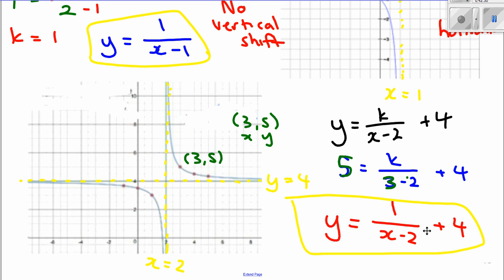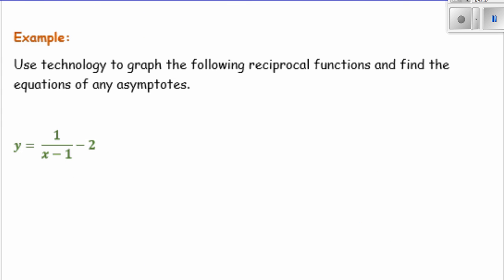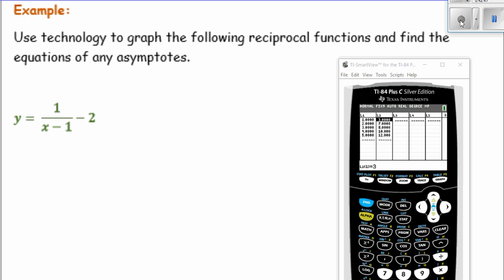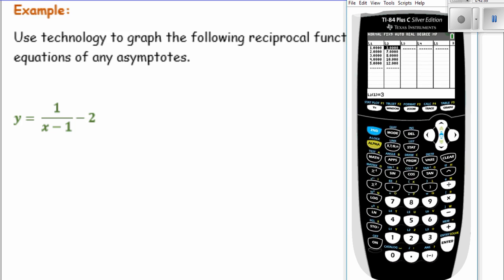Okay, now we're going to start to draw some graphs on the next page. Oh, use technology. Great. Get your little graphs out. That's the good thing when you see use technology, it makes life so much easier. I'll just pause and open up mine. Now use technology to graph the following reciprocal functions and find the equations of any asymptotes. So get out your little calculators is what it's asking. They want you to go y equals.